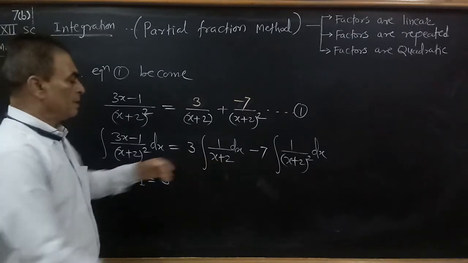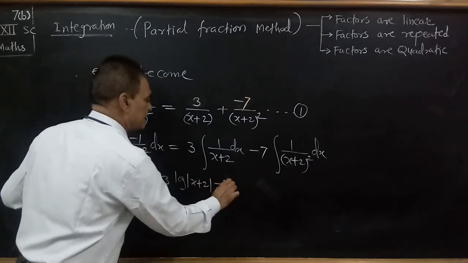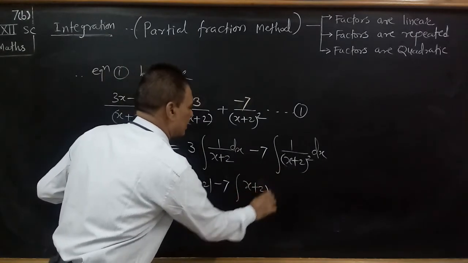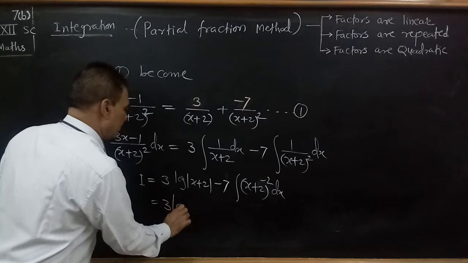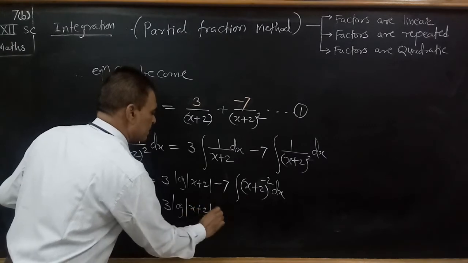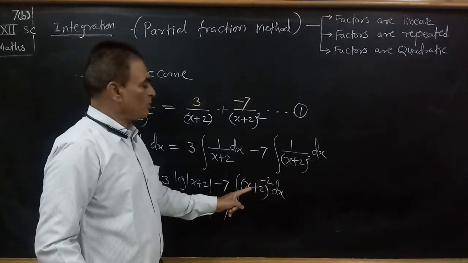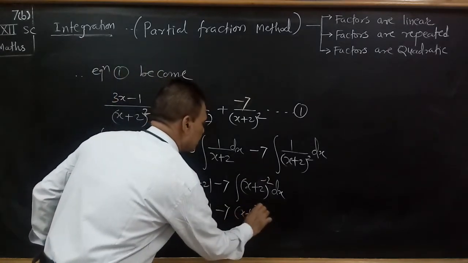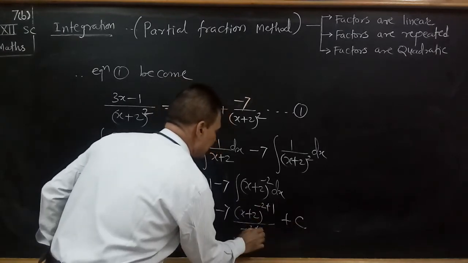How to take integration of the right hand side? What is the integration of 3 divided by x plus 2? It is nothing but 3 log of mod of x plus 2, minus 7 as it is. What is the integration of this? Take this quantity in the numerator, which is equal to (x plus 2) raised to minus 2 dx, and use the standard formula. You will get 3 log of mod of x plus 2 minus 7, and increase the index by 1, just like power function integration of x raised to n dx. You will get (x plus 2) raised to minus 2 plus 1 divided by minus 2 plus 1, plus some constant of integration c.